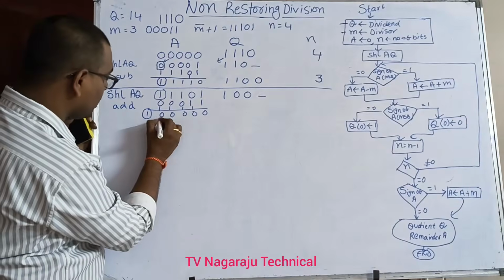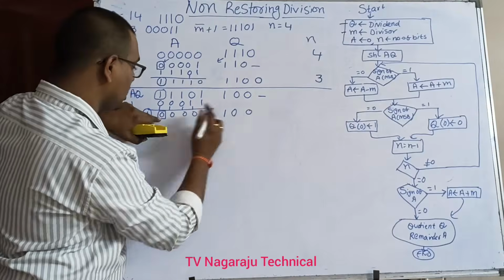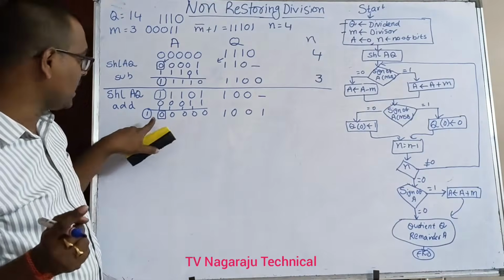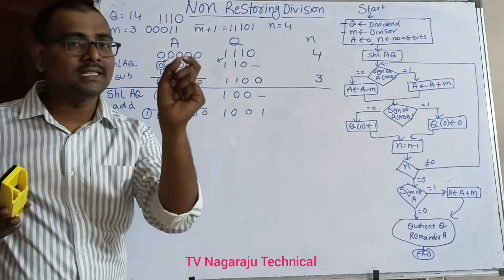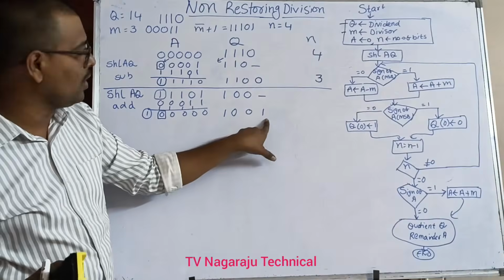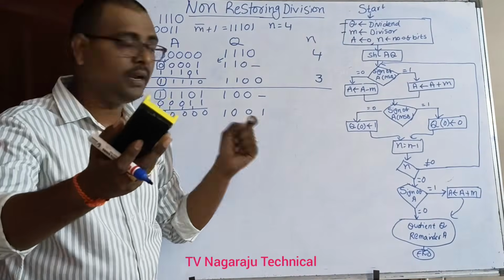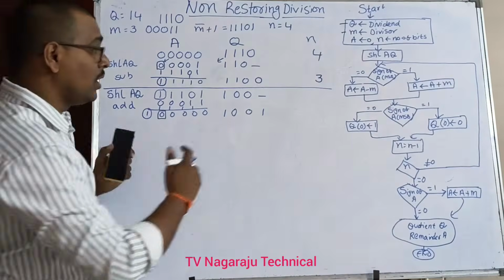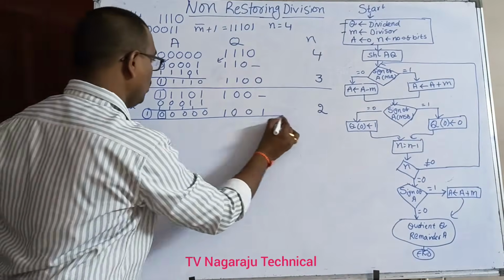So after addition, what is the sign? 0. If the sign is 0, place a 1. If the sign is 0, in the sense we are getting the positive remainder. That is, the divisor divides the dividend. If the divisor divides the dividend, we are getting a binary value 1. If the divisor is unable to divide the dividend, we are getting a value 0. Now the count value is decremented. The count is equal to 2.